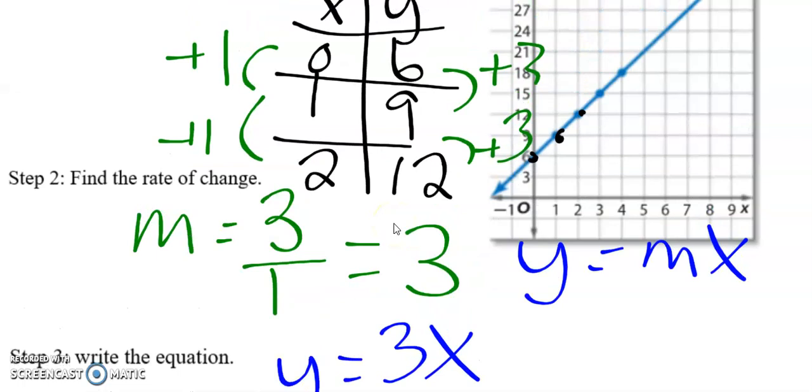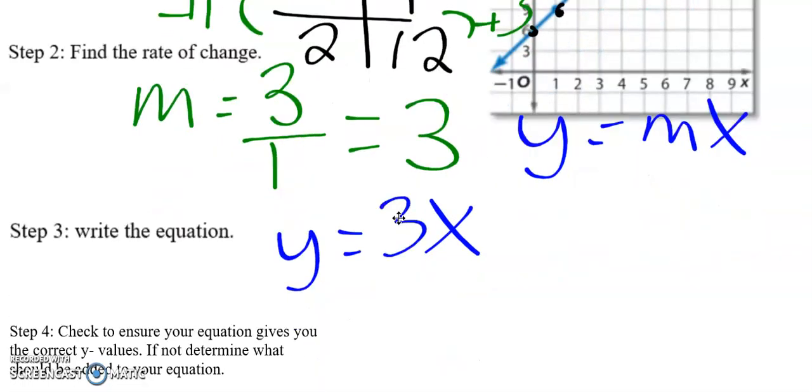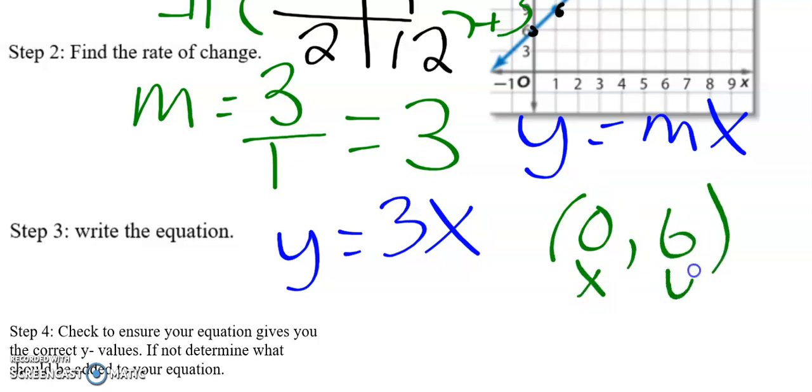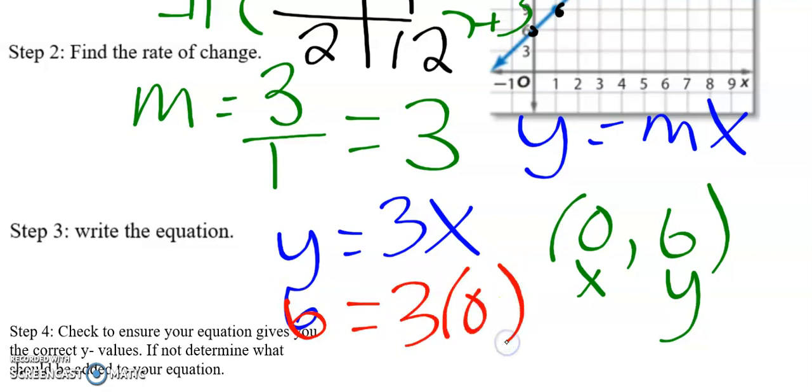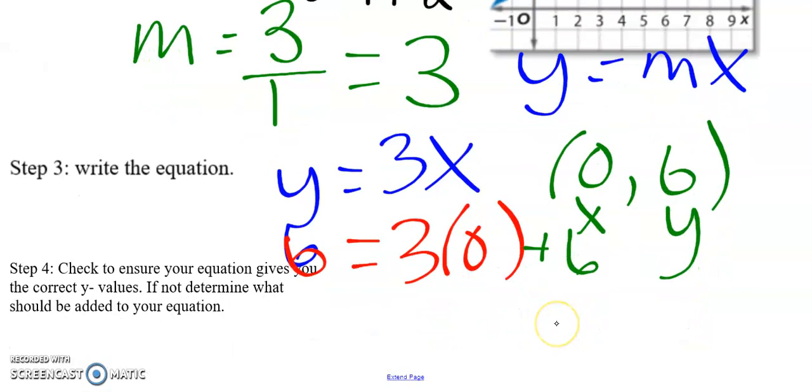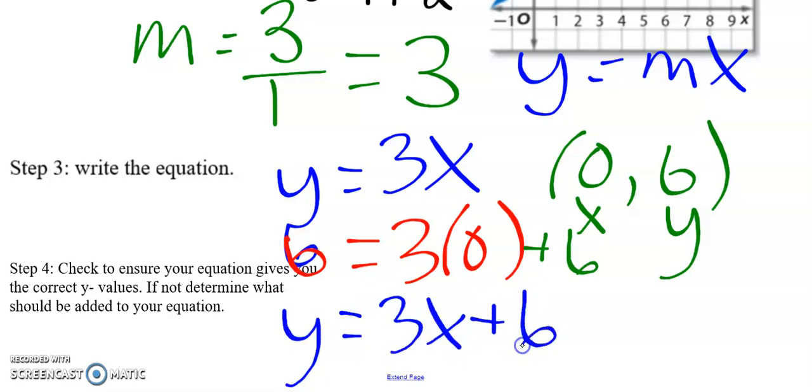So my first ordered pair was 0, 6. That means x is 0, y is 6. Let's plug that in. Does 6 equal 3 times 0? No, 3 times 0 is 0. So what should I add to this equation to get 6? Simple enough, add 6. So that tells me that my equation really is y equals 3x plus 6.